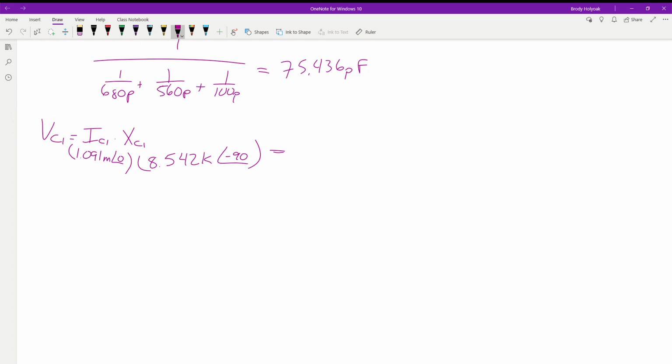Let's see. Let me see what you're typing into your calculator. 1.091. And then multiply that by 8.542. No, because they cancel out. Okay. There you go. I just put 1.9 instead of 1.091. Gotcha. Yep. And then you divide that by 0.707.